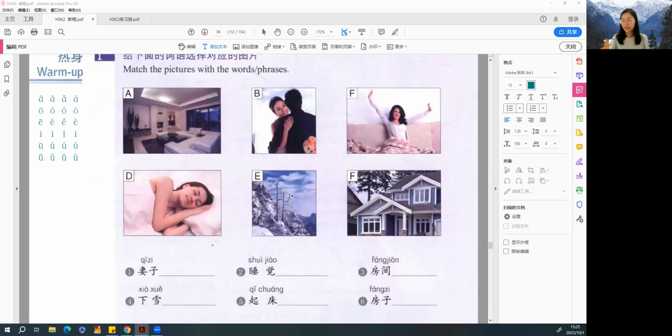It's picture E here. Snow. 起床. This is wake up. Right, wake up. 起床. 房子. So this means house. So 房间 means one room, a room in a house. But 房子 means the house, the complete house.